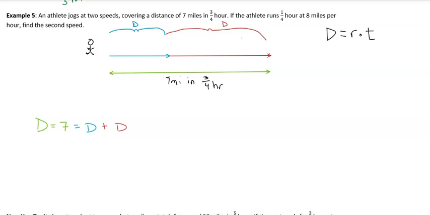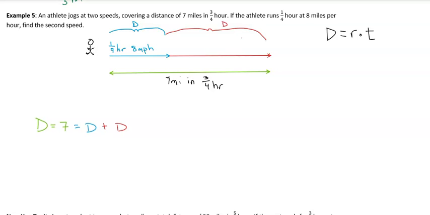They ran a quarter hour at 8 miles per hour. Okay, so I'm going to fill that in right here. So 1/4 hour at 8 miles. I'm just going to put mph, even though it's miles over hours. 1/4 hour at 8 miles per hour.